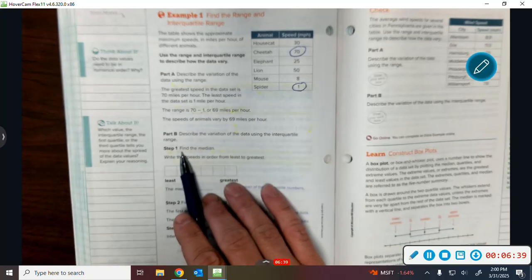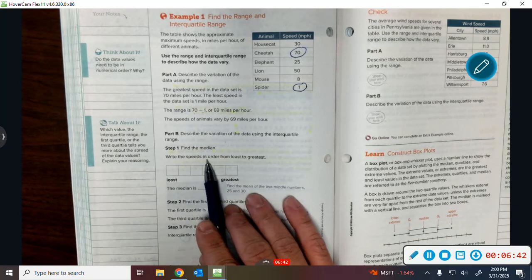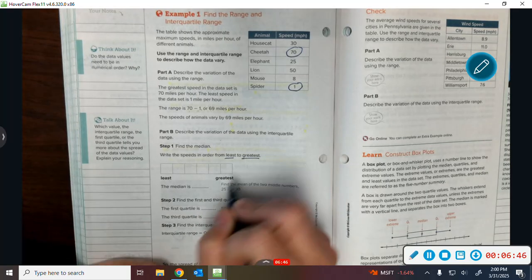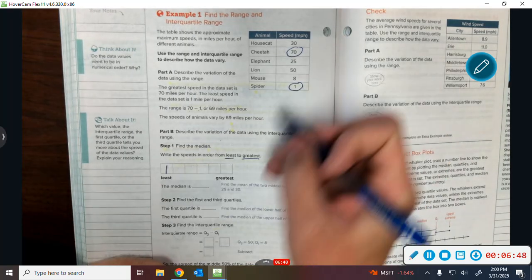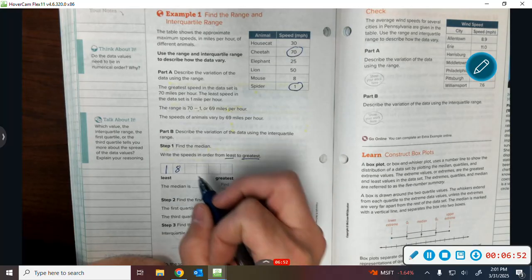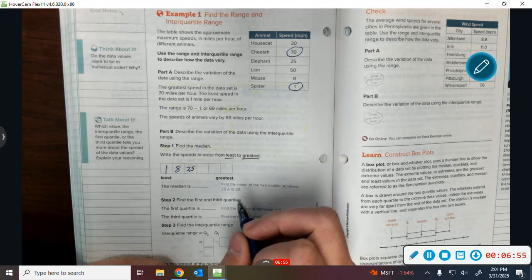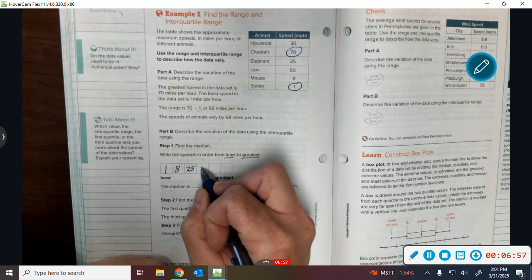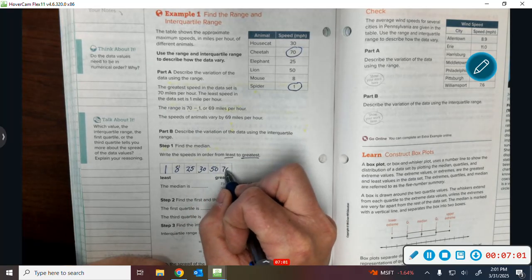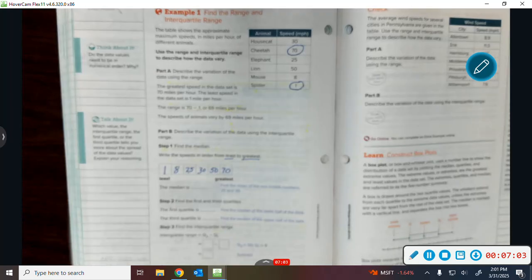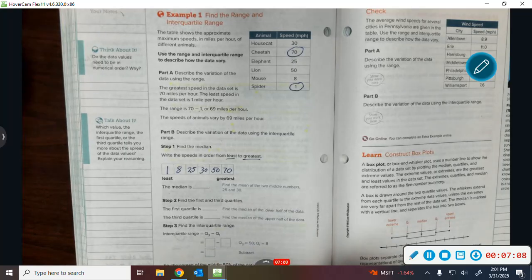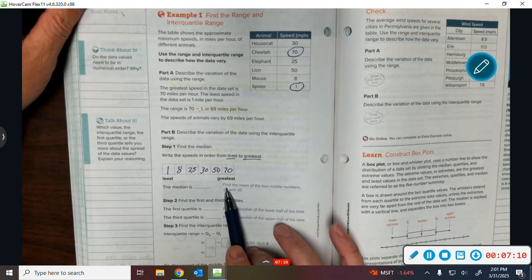Now we're going to find the median. We write the speeds in order from least to greatest. Our smallest is 1, the next is 8, then 25, then 30, and then 50, and then 70. Cheetah, really fast. Now the median, which is the middle, we're going to find that.